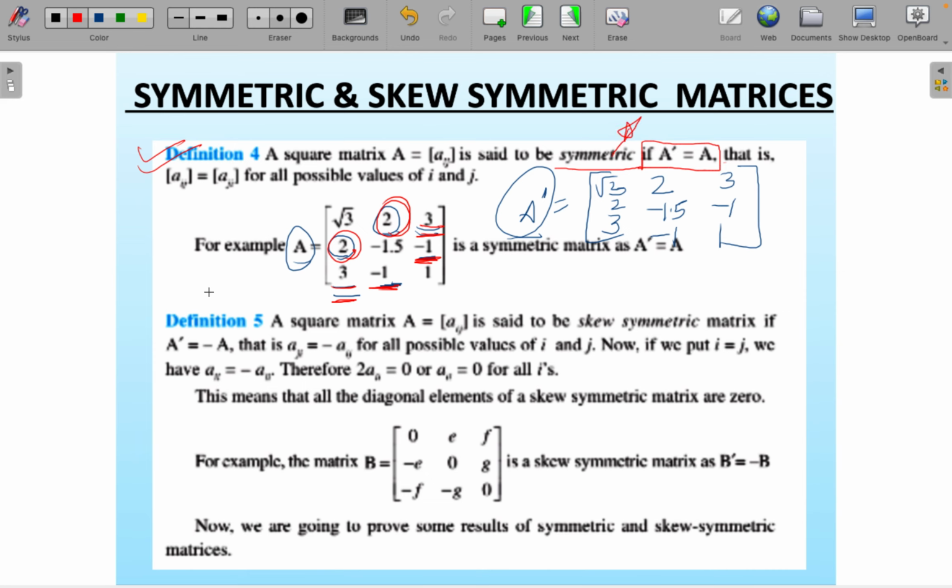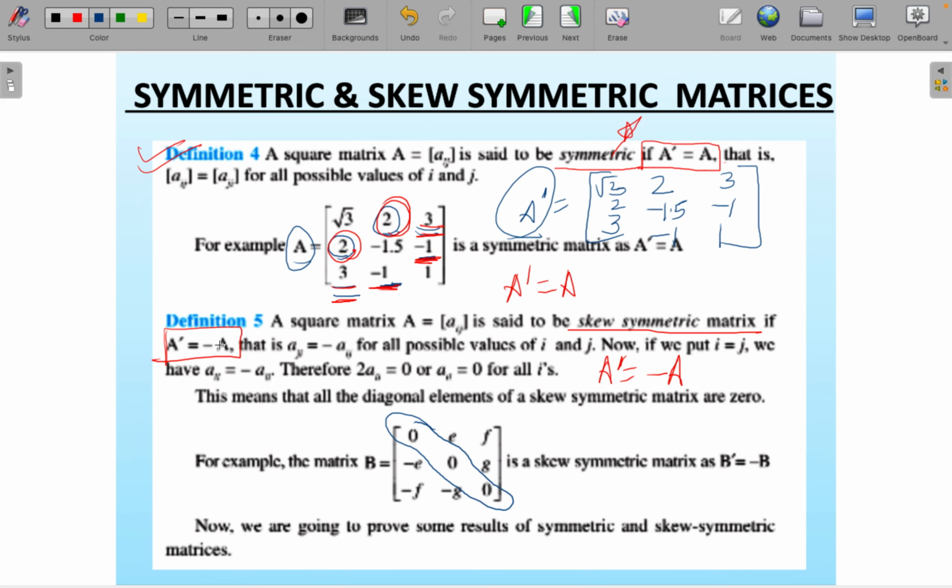Now let's talk about the next definition, that is a skew symmetric matrix. What do you mean by skew symmetric matrix? If A transpose is equal to minus A, then we say the matrix is skew symmetric. Here, in the symmetric case, A transpose was equal to A. In skew symmetric, A transpose is minus of A. There is only a sign difference. Then we have a very, very important thing to note, children. The diagonal elements of a skew symmetric matrix are always 0. Let me explain how.